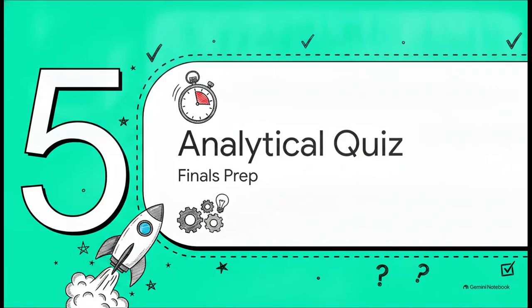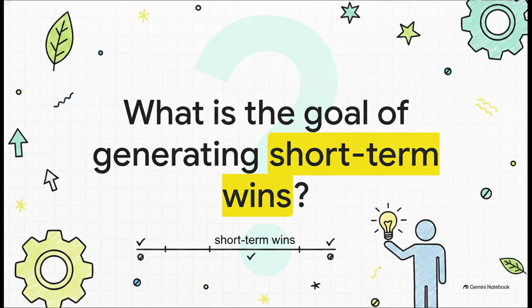And finally, our finals prep analytical quiz. All right, time to put it all together. We are launching into a rapid-fire practice quiz to really lock in everything we just covered. Question 1. What is the primary objective of Kotter's Generate Short-Term Wins step when applied specifically to green IT? Think back to a few minutes ago when we talked about the human element of change management.